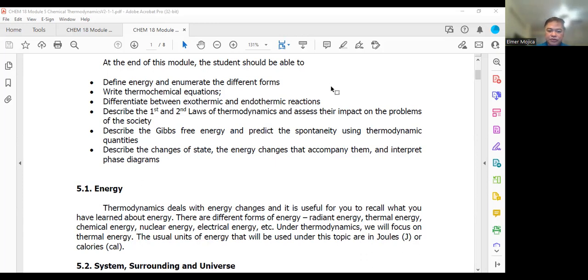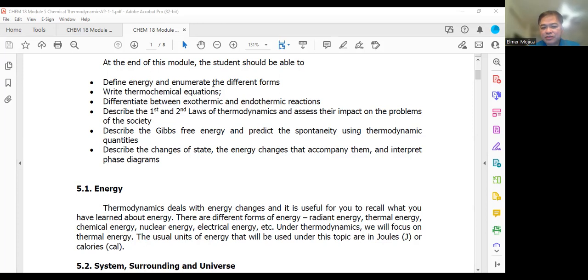Okay, so you have to define energy and enumerate the different forms. I think in my recorded slide, you have a definition of energy, and the different forms of it. And then you have to write the thermochemical equation.